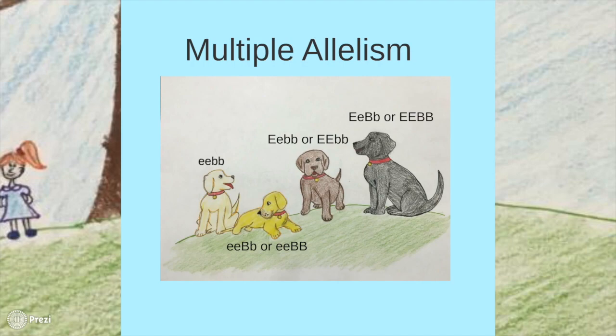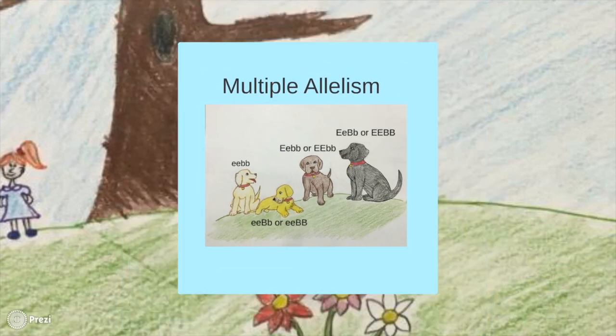Because of these 4 alleles, we can have 4 different representations of labs: yellow fur with brown facial features, yellow fur with black facial features, brown fur with brown facial features, and black fur with black facial features.